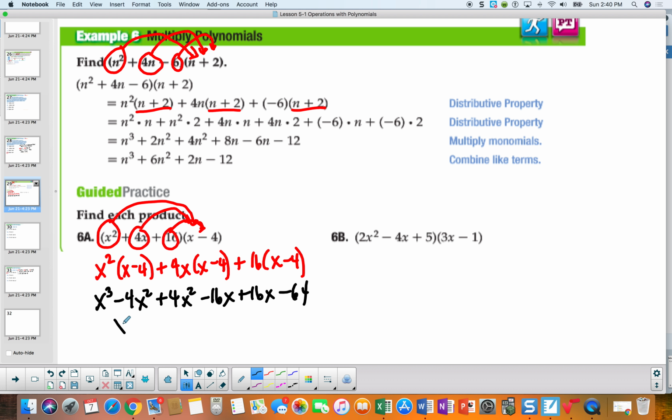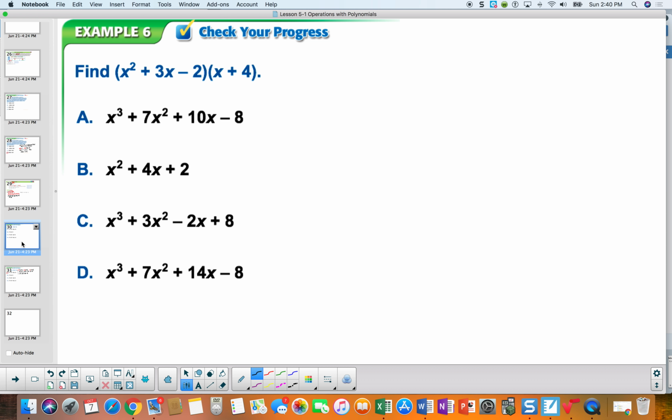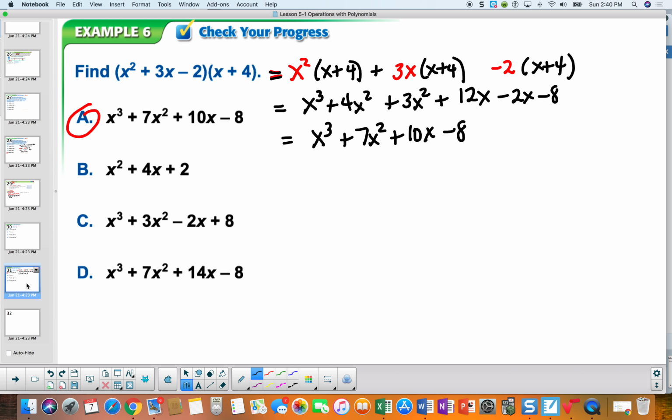Now I'm going to add like terms. X cubed. Looks like the x squared terms are going to cancel. Looks like the x terms are going to cancel, and then that'll be this. We're going to skip 6b, pause and see what you can do, and here is the answer.